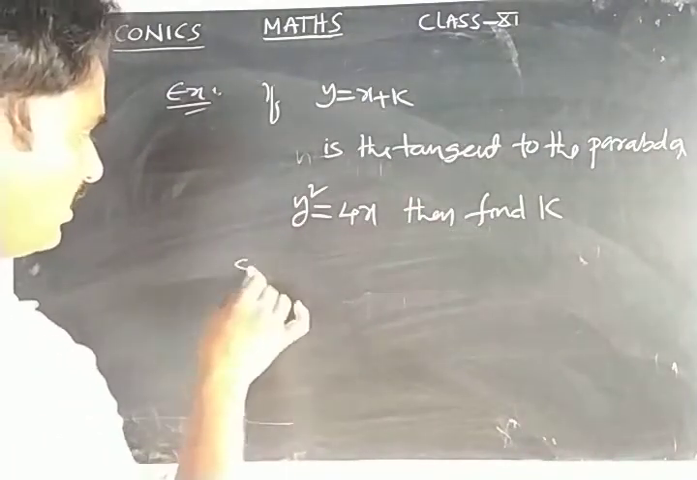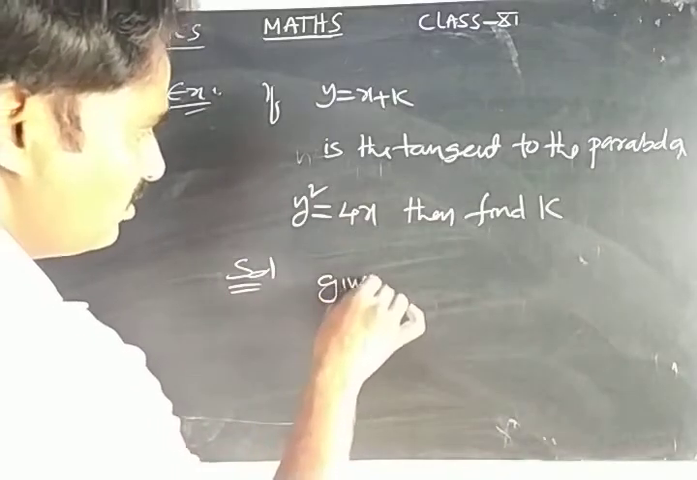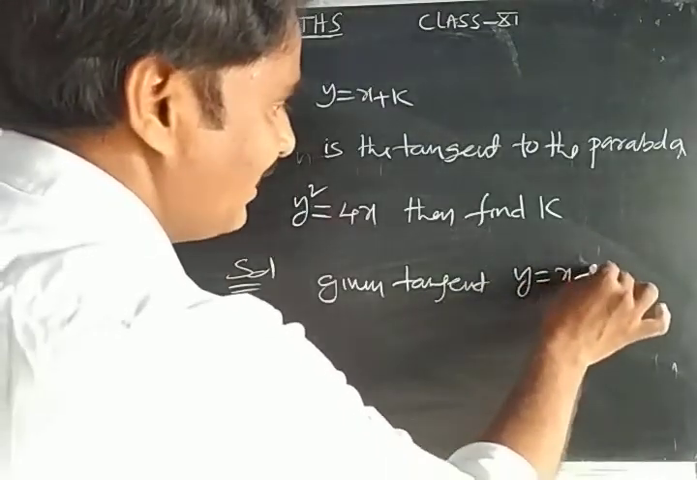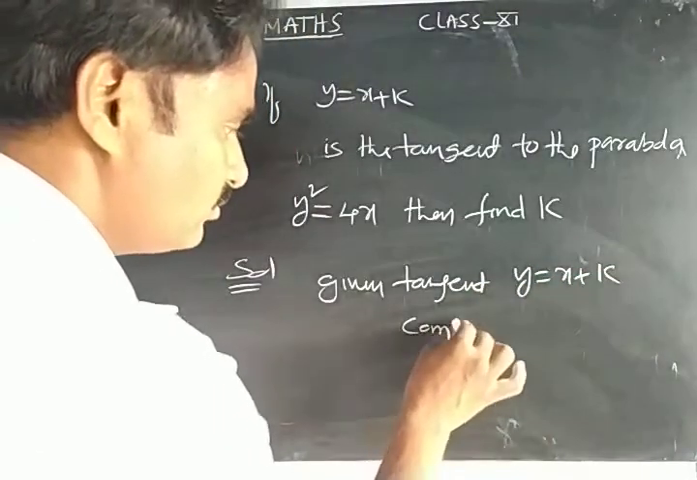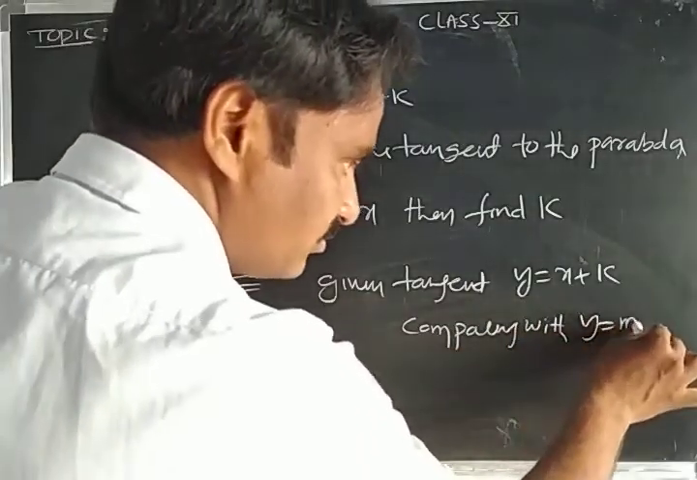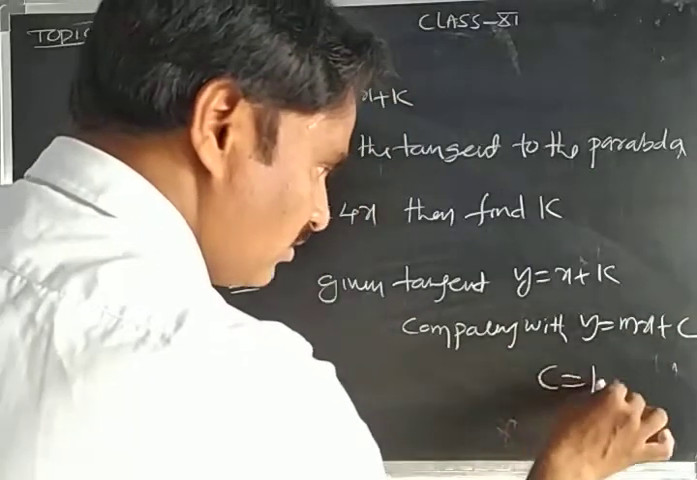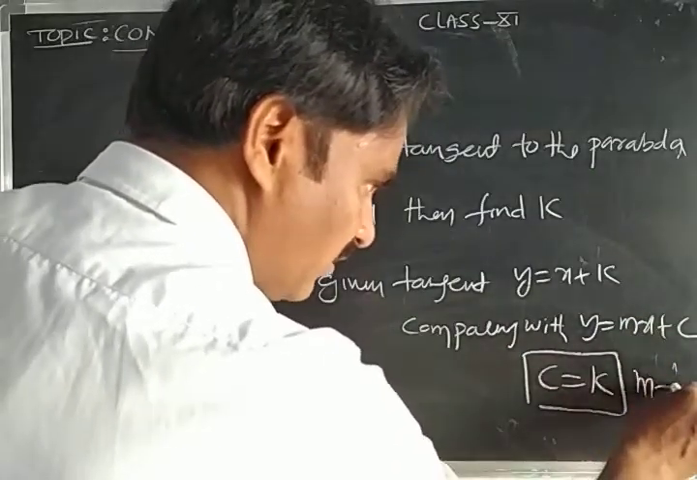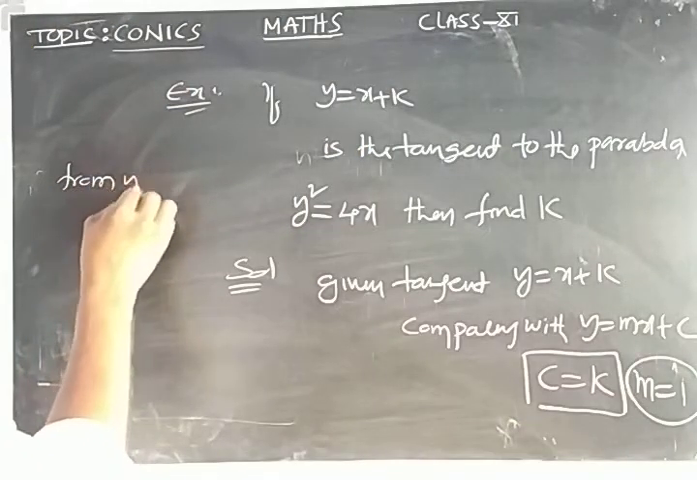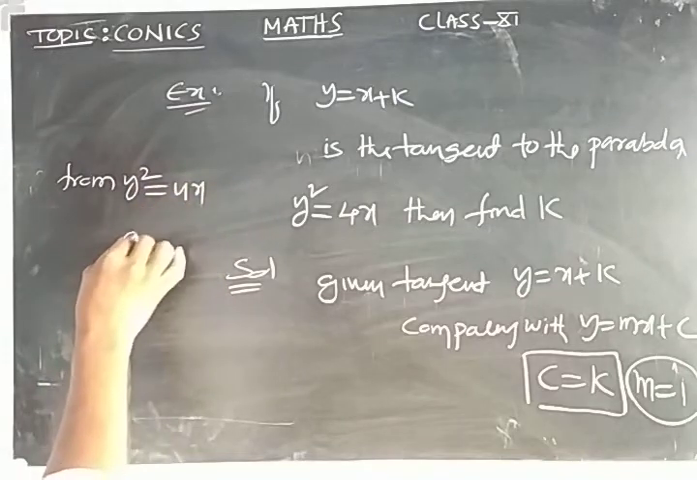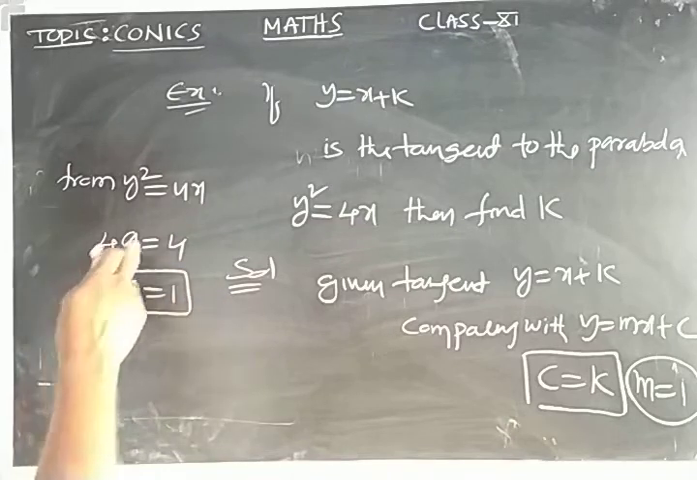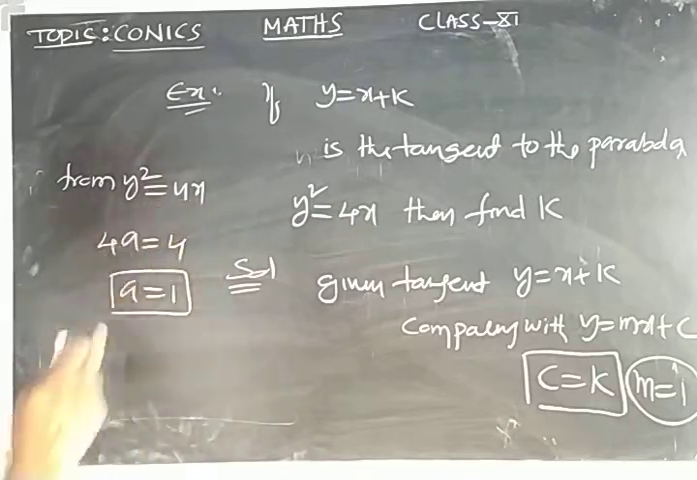Solution: given the tangent y equal to x plus k, comparing with y equal to mx plus c. What is c here? k. What is m here? 1. From the parabola y square equal to 4x, what is the a value? By comparing with y square equal to 4ax, 4a will be 4, so a equal to 1.